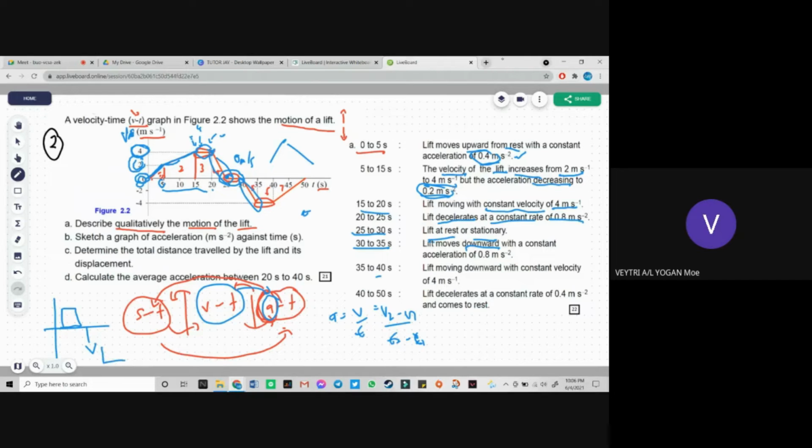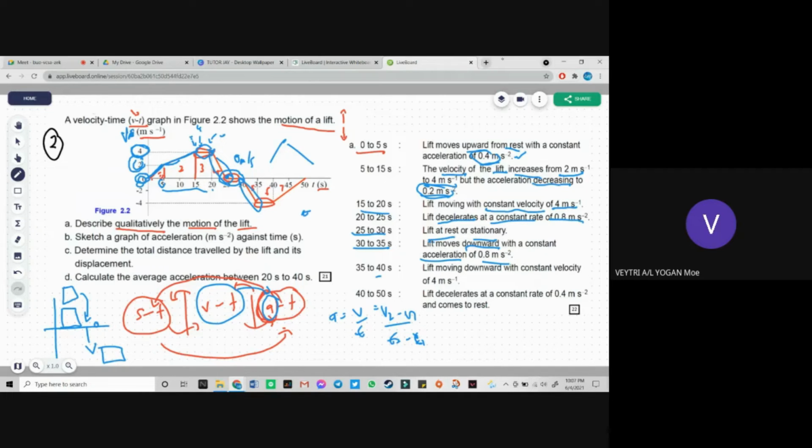Tapi dia accelerate downwards. Tadi tu dari atas dia pergi initial, that's why it's decelerating. Now from 0 it goes to another place, but the only difference is it goes downwards. Itu je beza dia. Tapi dia masih accelerating at what? 0.8. How to calculate? Use the graph same way.